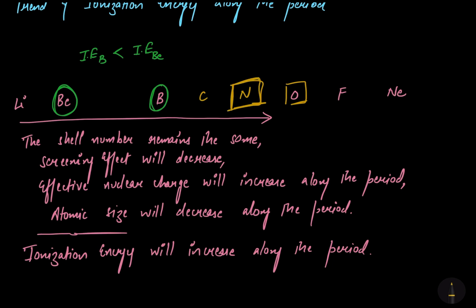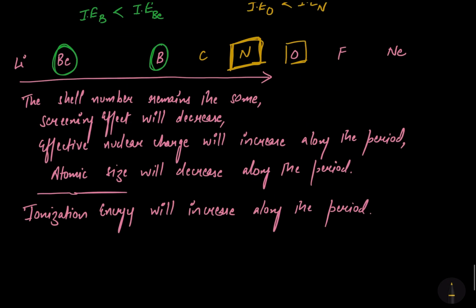Sorry, the carbon and nitrogen got flipped. Now, I'm saying that the exception is that the ionization energy of oxygen is lesser than the ionization energy of nitrogen. So now let's discuss these 2 points.